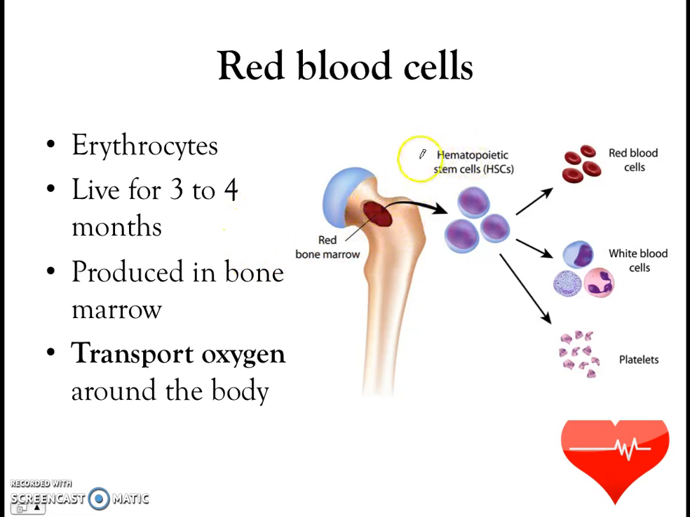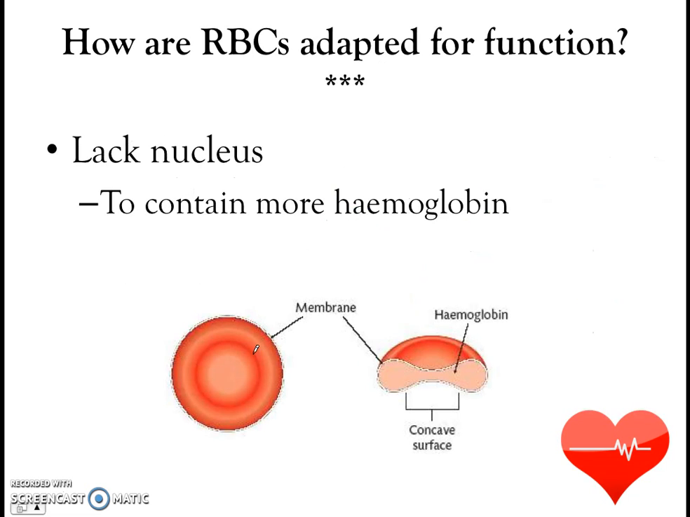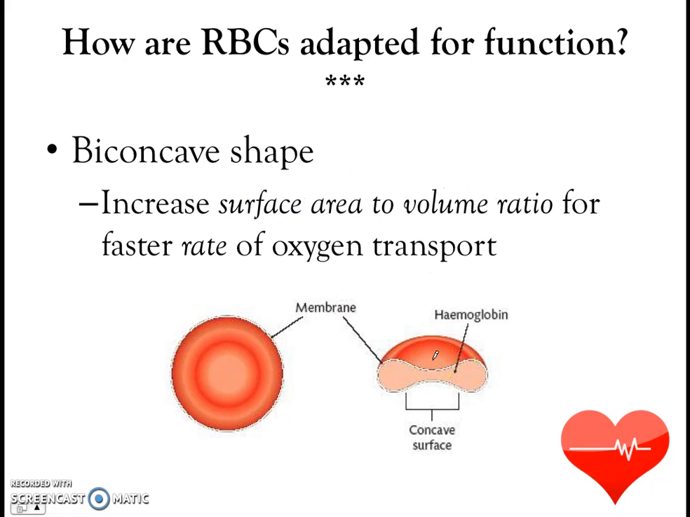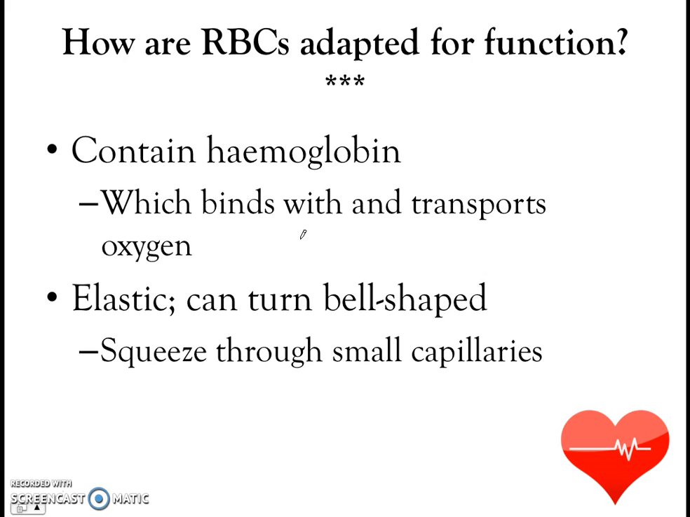So in your bone marrow, there are these stem cells, which can give rise to different types of blood cells, one of them being the red blood cells. Now, of course, the main function of red blood cells is to transport oxygen around the body. So how are red blood cells adapted for their function? Well, we already talked about this in the topic on cells, so just very briefly, they lack a nucleus to contain more hemoglobin inside their cytoplasm. You already know that they have a biconcave shape to increase the surface area to volume ratio for a faster rate of oxygen transport. And finally, they also contain hemoglobin, which binds with and transports oxygen.